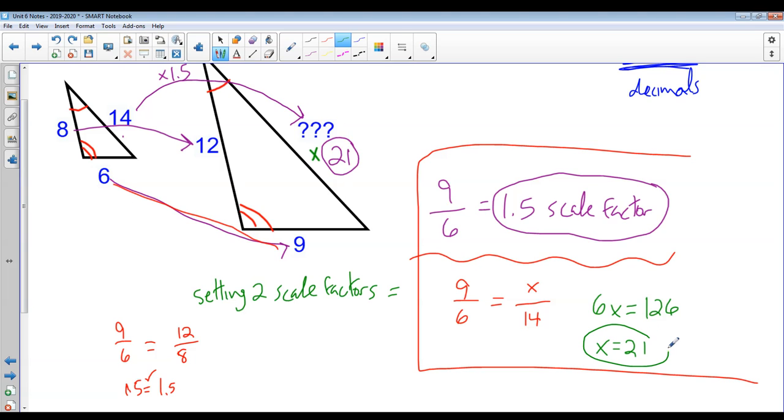So I get the same answer whether I use the scale factor method or whether I set these two proportions equal. And the great thing about the proportions, we're going to talk about this in a second, is that I can use the proportion in any combination of sides. It doesn't have to be any specific pair. It can be any combination of the sides that I'm going to use my scale factor for. So I think you'll see what that means in a minute.